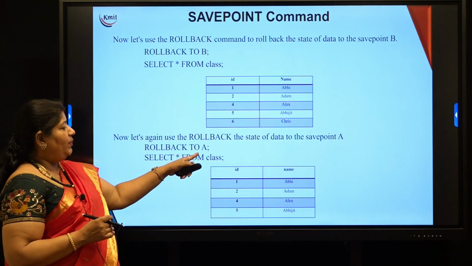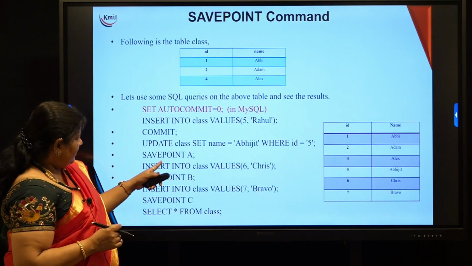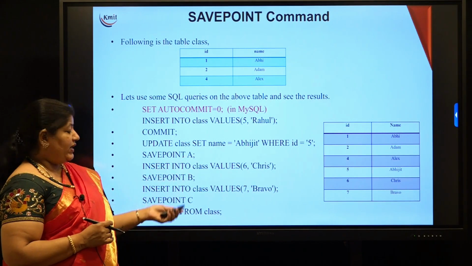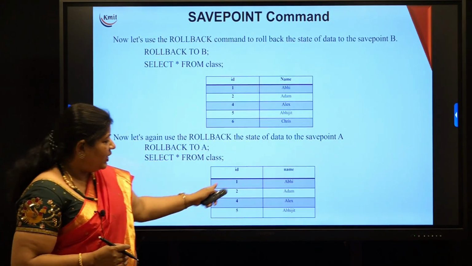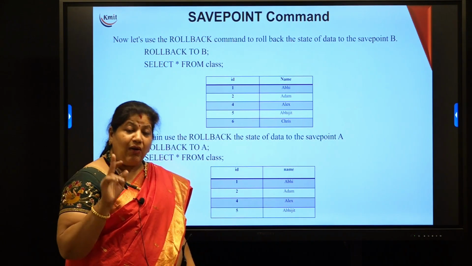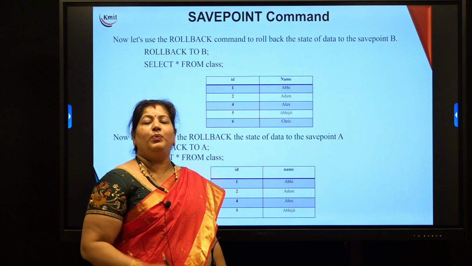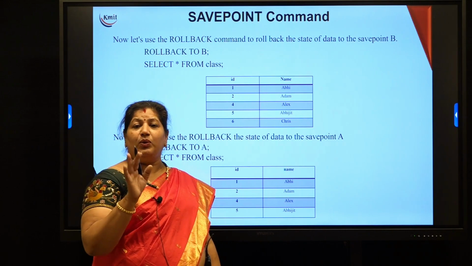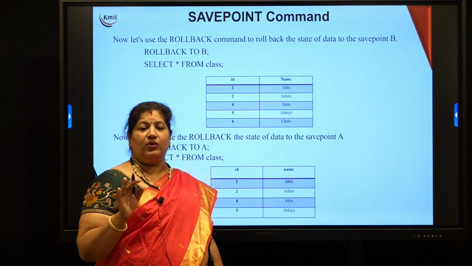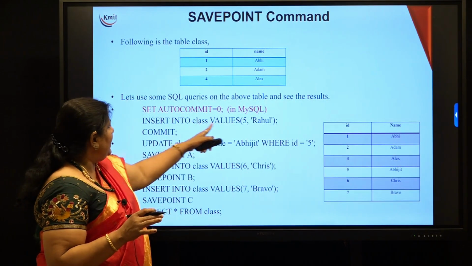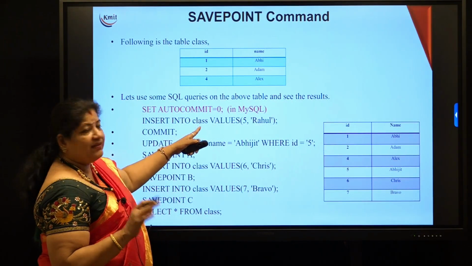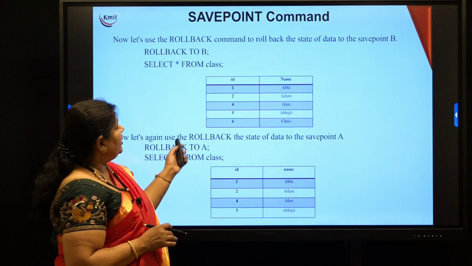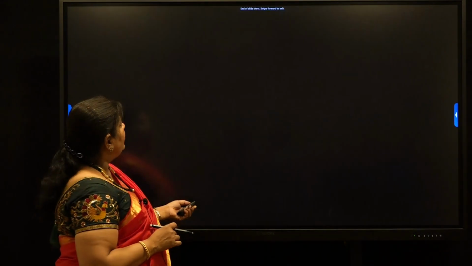Now if I say roll back up to A, what is there in A? The name Abhijit. That means Chris was inserted after savepoint A. So if I roll back up to A, you will see this as Abhijit. Now if you say commit, the change from Rahul to Abhijit is made permanent. But if you instead say roll back again, the update operation is also changed, so you are going to get Rahul again. That is what the example shows in the case of your savepoint.